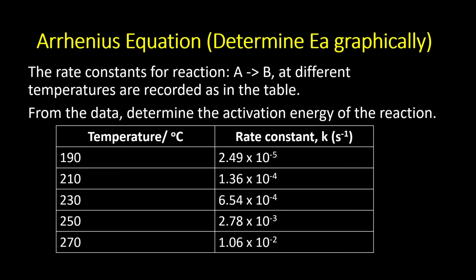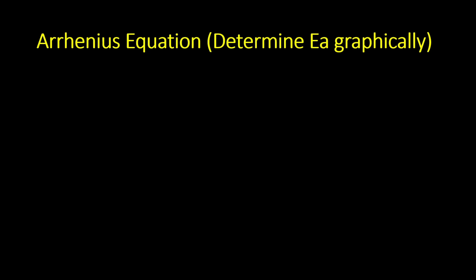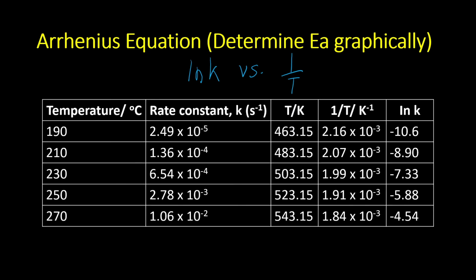For example, in this question, we are given rate constants at different temperatures, and we want to use the graph to determine the activation energy of the reaction. From the linear equation that we derived from the Arrhenius equation, we know that the linear graph we need to plot is log K versus 1 over T, with T here referring to absolute temperature with unit Kelvin. Therefore, based on the data given to us, step number 1 is to convert the temperature from degrees Celsius to absolute temperature with unit Kelvin.